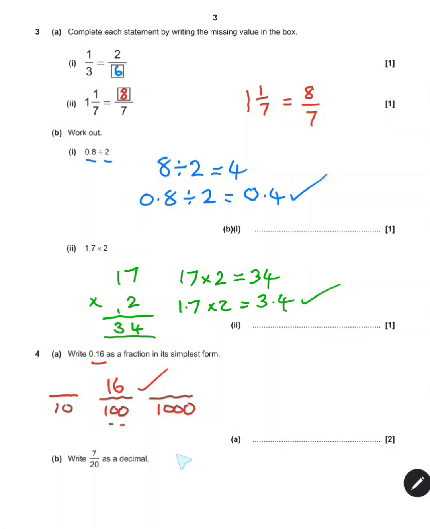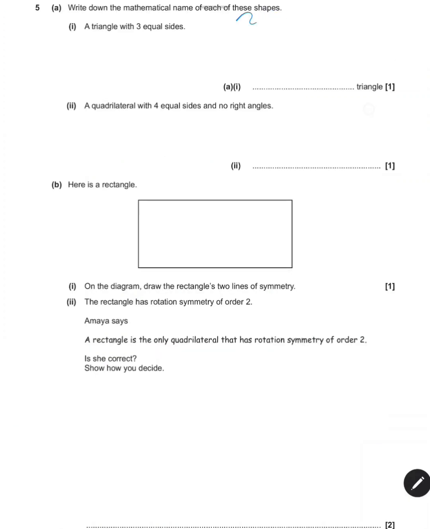Final part of this question says, what's 7/20 as a decimal? Well, there's several ways to do that. I'm going to use equivalent fractions. 7/20, if we times that by 5, we get hundredths. So we'll times the top by 5, and 7 5s are 35. And if we look at this question, 16 hundredths was 0.16. So 35 hundredths is going to be 0.35.